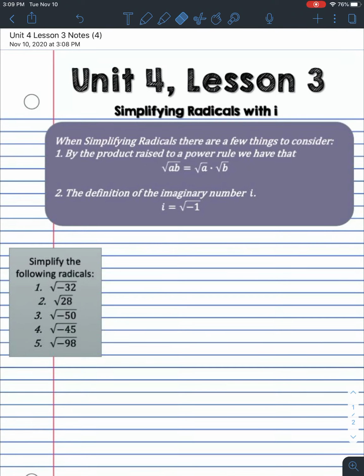So a couple things we need to think about first is the product raised to a power rule that says that the square root of a times b equals the square root of a times the square root of b. And we take this from the product raised to a power rule from Algebra 1 that said if we had something that looked like a squared times b squared, that's the same thing as saying a times b squared.